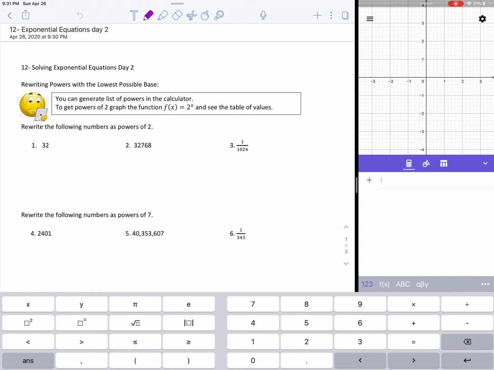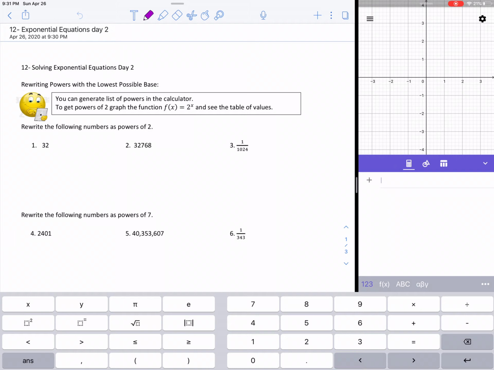Moving on with solving exponential equations, day 2. So today we're going to get a little more involved, and the first thing we're going to talk about is rewriting powers with the lowest possible base. So you could generate a list of powers in the calculator. So for instance, to get the powers of 2, graph the function f of x equals 2 to the x power and see the table of values.